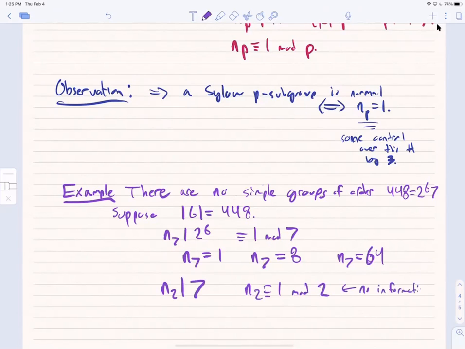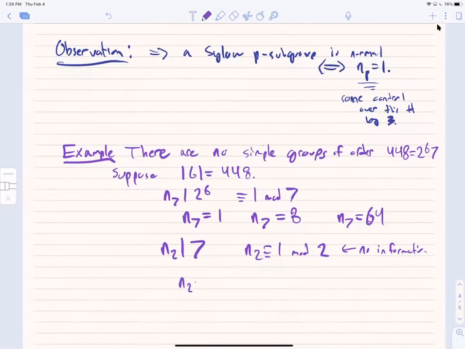This is an annoying part about 2 Sylow subgroups. For other primes, this conjugacy condition is pretty strong. Being congruent to 1 mod 7 cuts out a lot of options, we eliminated a lot of options here. Being congruent to 1 mod 2, when you already know you're odd, is not new information. But we know N2 divides 7. So N2 is equal to 1, or N2 is equal to 7.